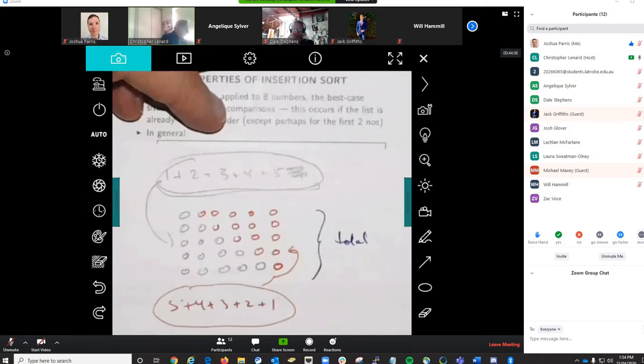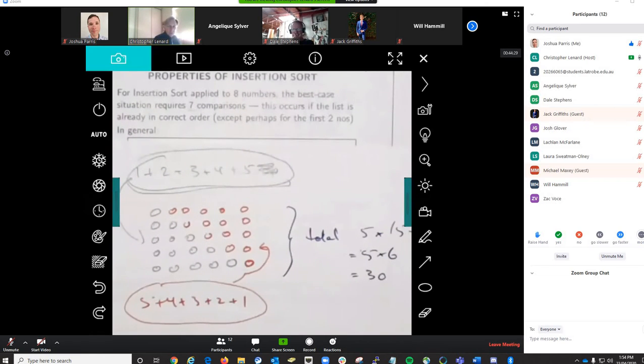How many circles do I have altogether? Well, I've got 1, 2, 3, 4, 5 rows. And how many columns? 1, 2, 3, 4, 5 columns plus another one. So I've got 5 times 6. I've got 30 dots altogether, both red and grey. But of those 30 dots, I've got the same number of red and grey.